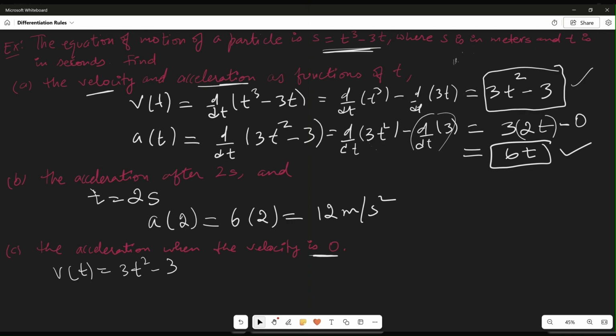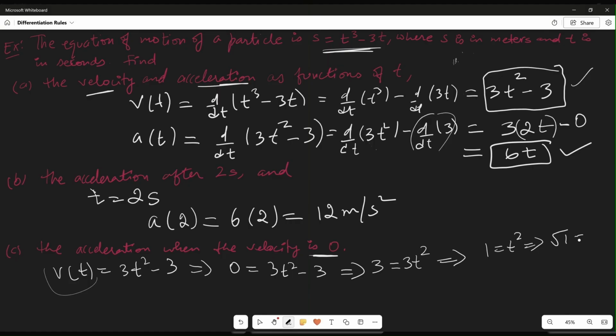So now that velocity is 0, this is going to be 0 equal to 3t squared minus 3, and simplify this. So 3 goes to the other side. 3 is equal to 3t squared. Simplify this further, divide by 3 on both sides. We are left with 1 is equal to t squared, so t is equal to the square root of 1, right, which is 1. So what we have is t is equal to 1.